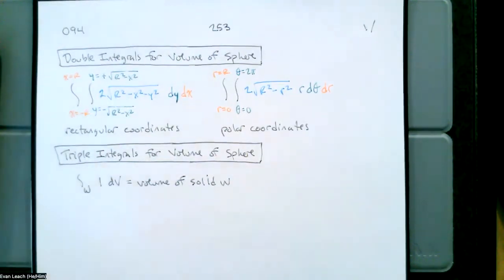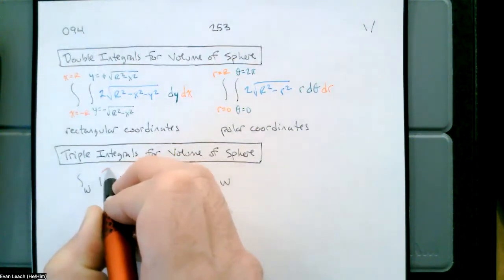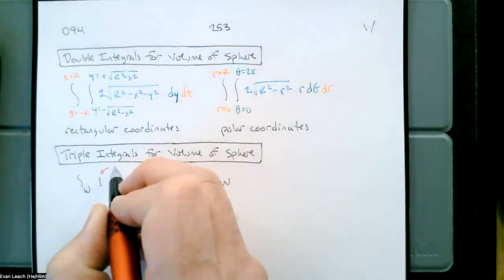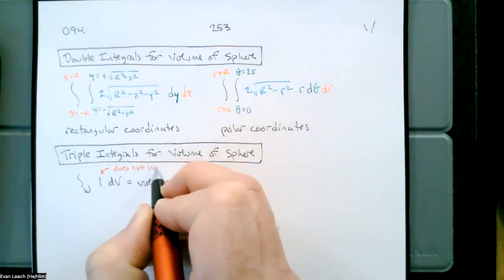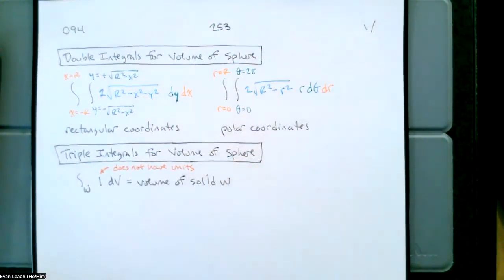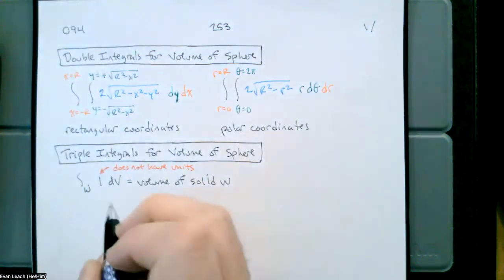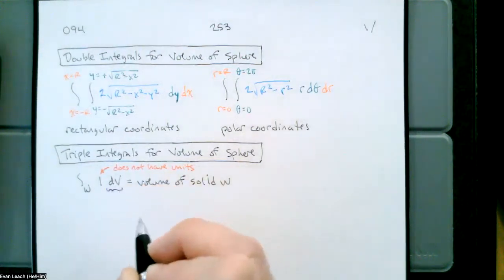So we'll note that 1 does not have any units. Our units come from our dV. dV is going to be a little chunk of volume. So here is where we're going to get our volume units.